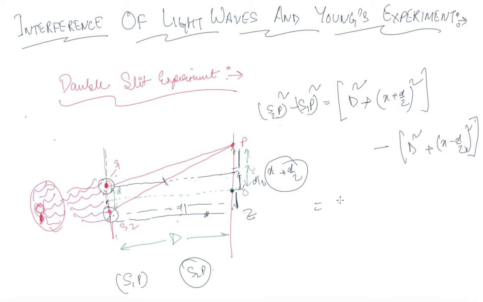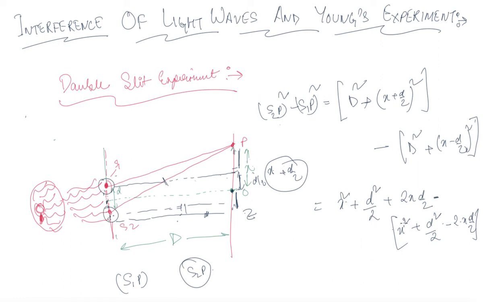So this is x square plus d square by 2, plus 2x d by 2, minus x square, plus d square by 2. This was minus, this was whole minus, so this was 2 into x into d by 2.